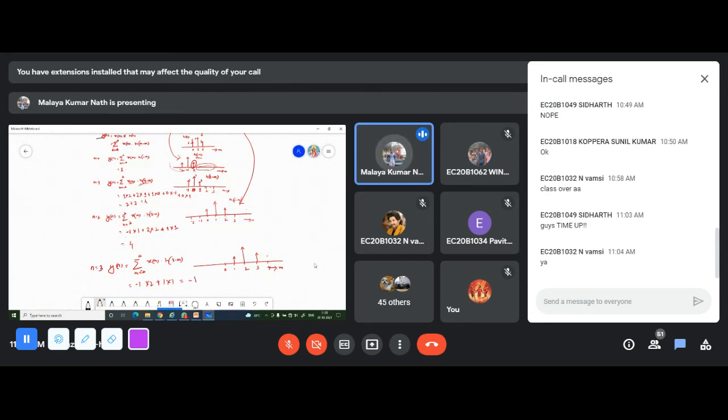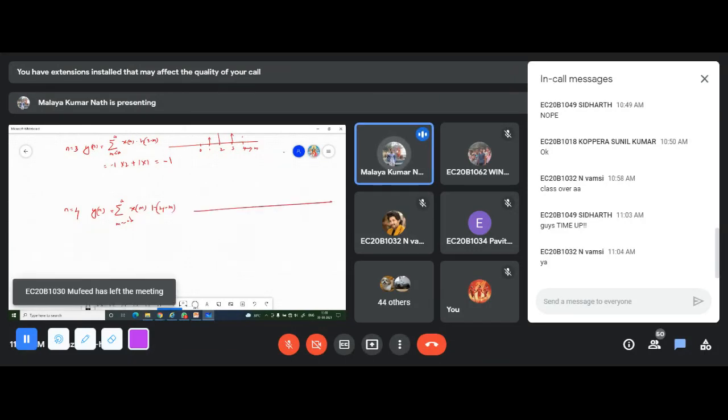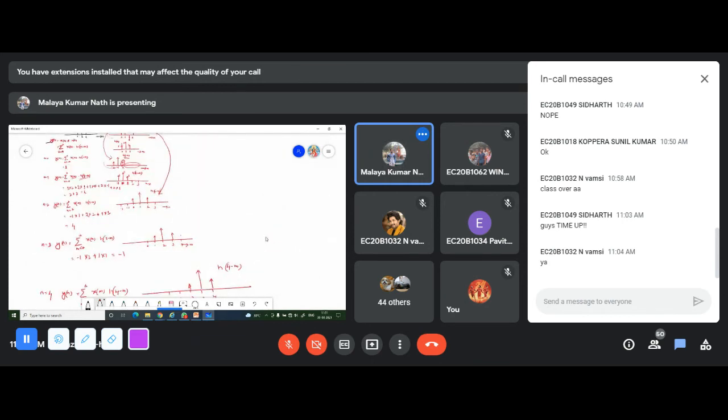Right? Again, you shift it. If n is equal to 4, so y of n is nothing but summation m is equal to minus infinite to infinite x of m into h of 4 minus m. So that means this signal will be shifted 4 units, so 0, 1, 2, 3, 4. So this will become equal to 1, this will be 2 units, this will be 1 unit. So this is equal to h of 4 minus m. Now multiply the overlapping regions. Again, I am just reducing the size.